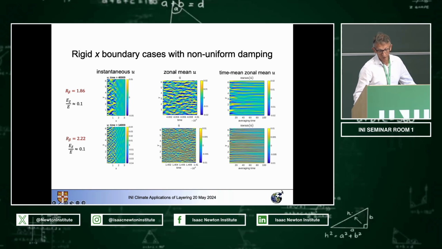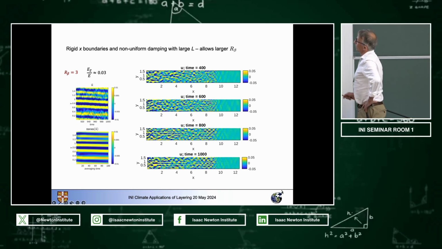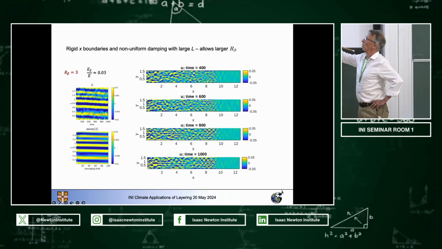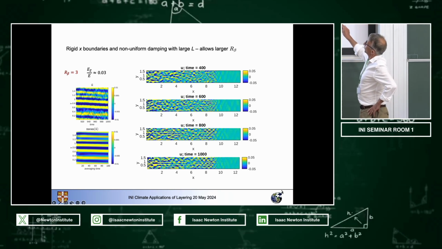Bottom line is, in this case, you can get non-latent jets, right? I'll cut to the last picture. So here we've got rigid boundaries, and we've gone to a long domain, because actually you can get larger values of R beta in a long domain. And then these are time snapshots.